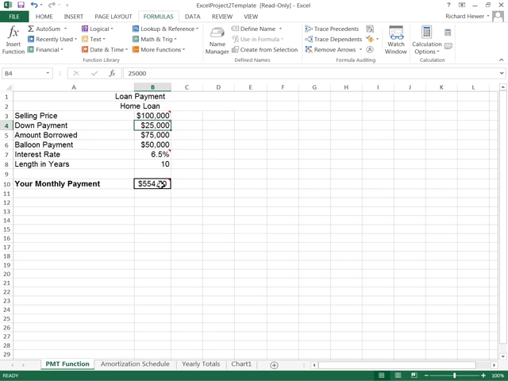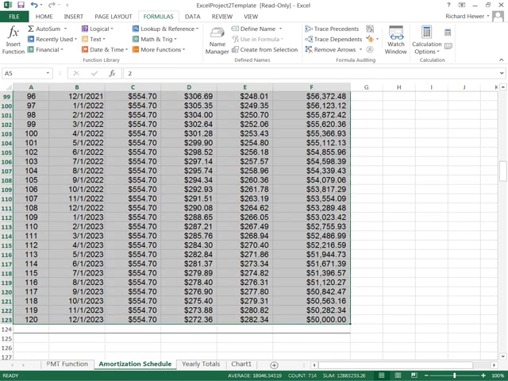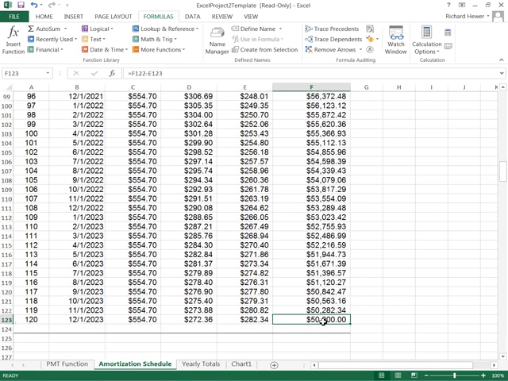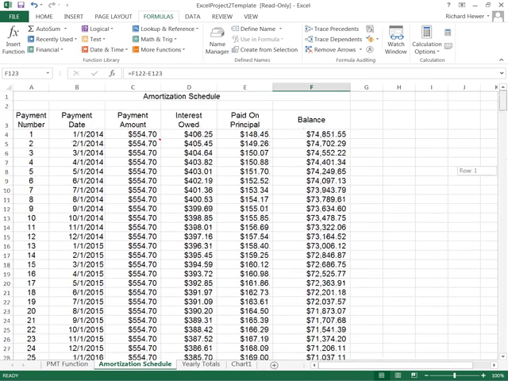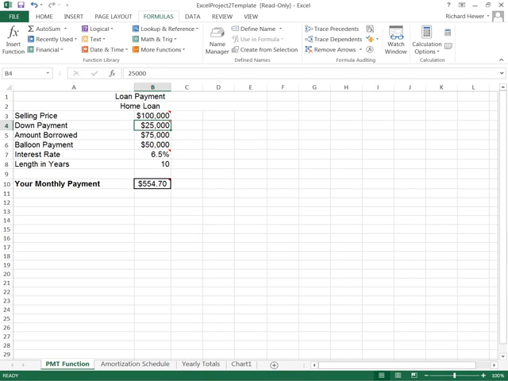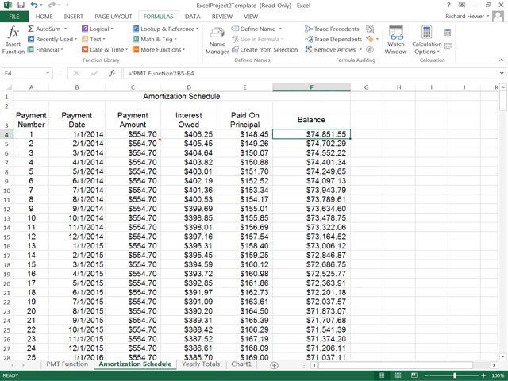75,000 is how much is borrowed. 554 is the payment. Now it should also have changed everything over here. So now this is correct at the bottom. It does show all of the different amounts all the way across. So we now have made sure this is correct, this is correct.